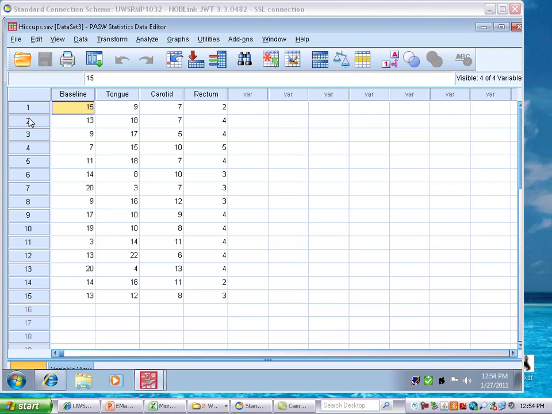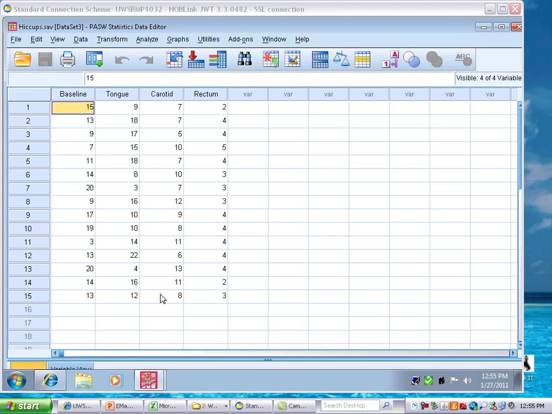Well, now look at person number 2. So you could say with person number 1, in every case of these 3 treatments, the number of hiccups went down. Person number 2, however, had a baseline number of 13. When treated with the tongue, the number of hiccups per minute actually went up. And so each of these people has their own unique pattern for baseline and for responding to treatments.